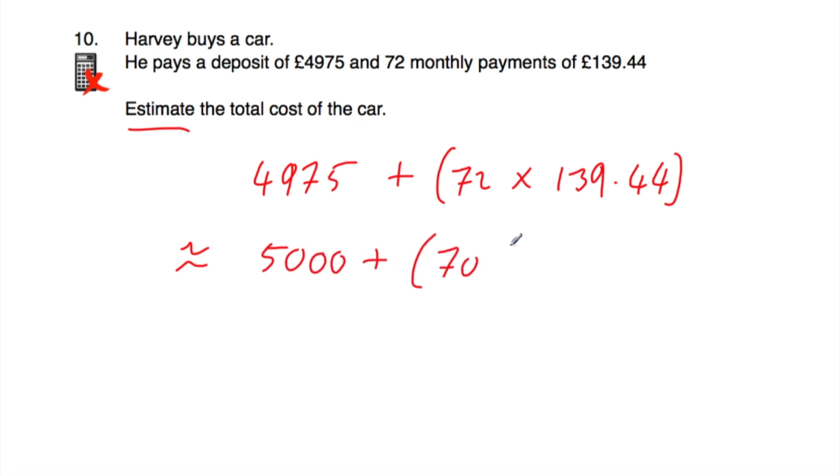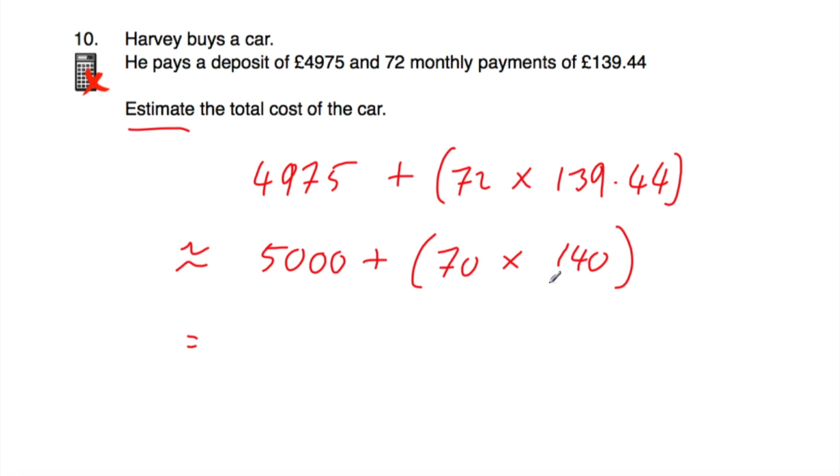and instead of 72 I'm going to use 70, and then I'm going to multiply that by, now here we've got £139.44, and I don't think if we used 100 our estimate would be very accurate. And I don't think we could really round up to 200. So I think here the fairest thing to do would be to use £140. So we're going to round this down to 70 and we're going to round this up to 140. So to work out our estimate, we're going to do 5,000 plus 70 multiplied by 140.